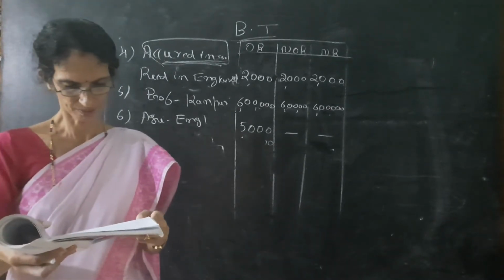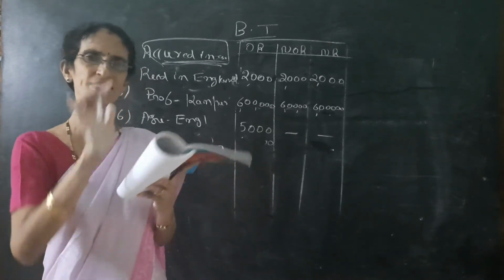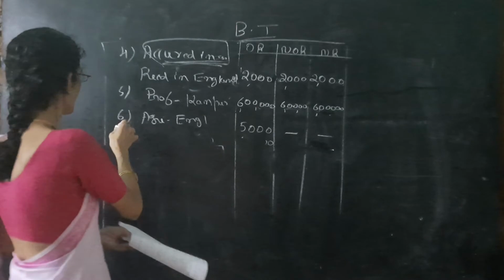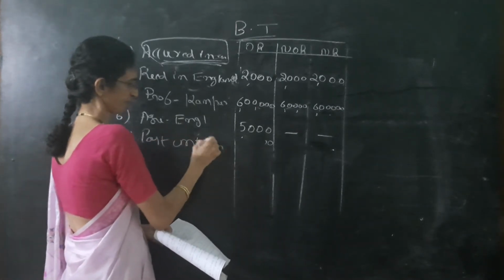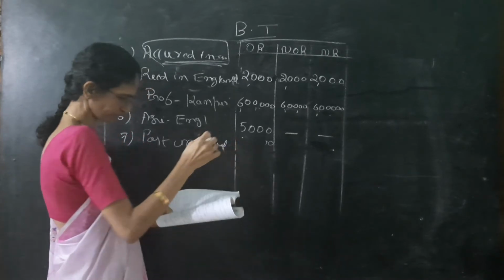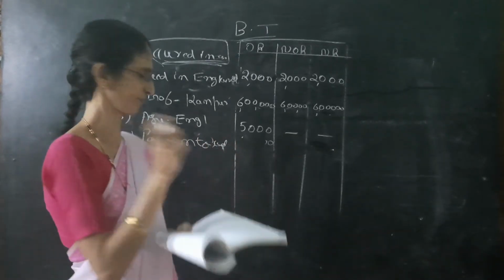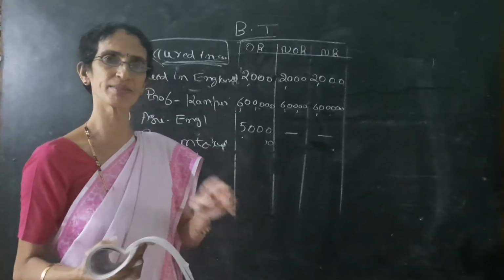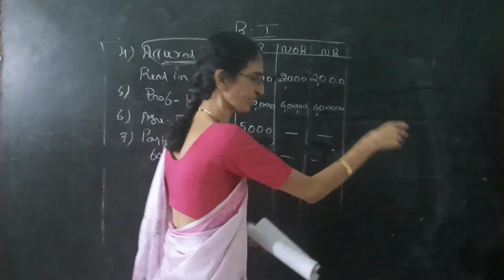Next one is past untaxed foreign income. It is enough. I already explained in that format. If it is given past untaxed foreign income brought to India in the previous year, that is one adjustment. Past untaxed means no need of reading anything. So we have to put dash dash dash.